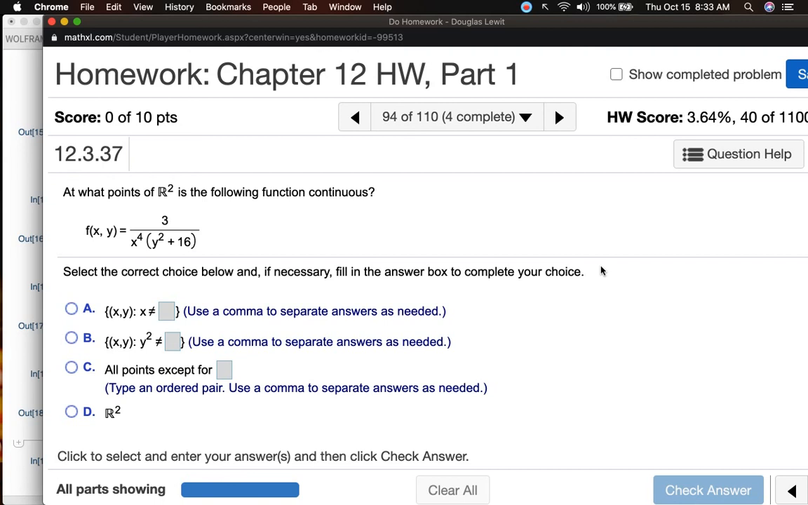Okay, so at what points of R2 is the following function continuous? Okay, my dog is really going to town. All right, we're just going to ignore him.